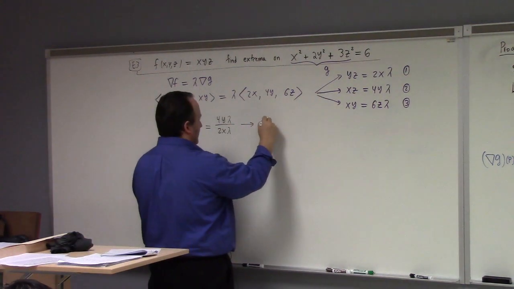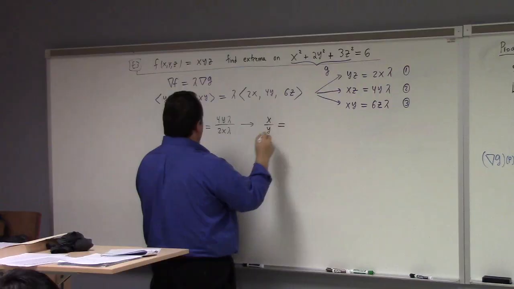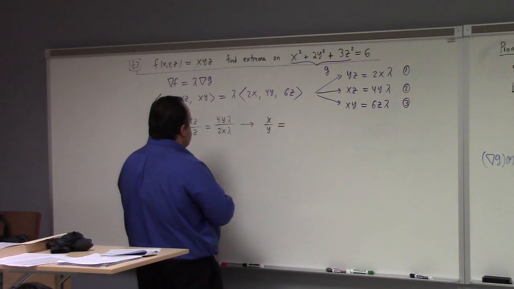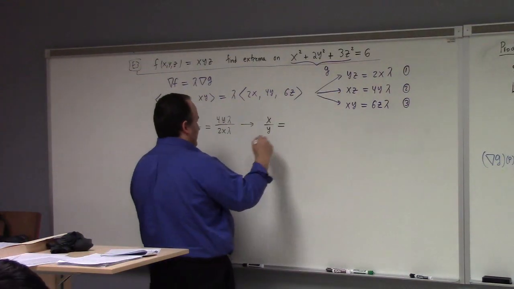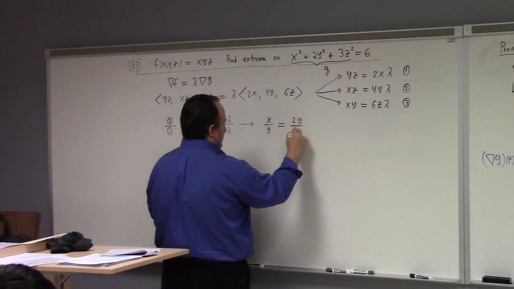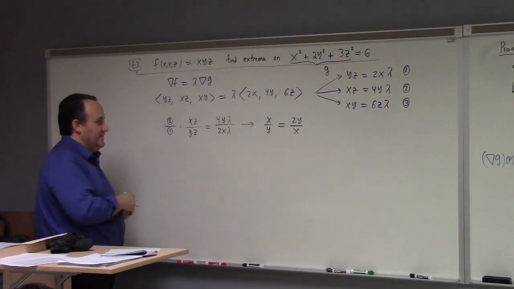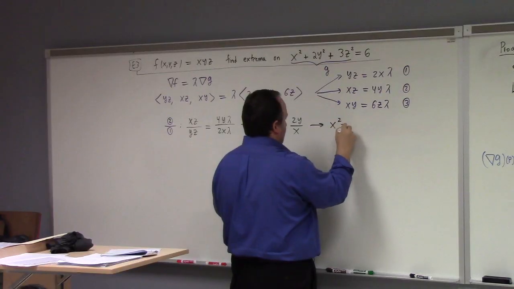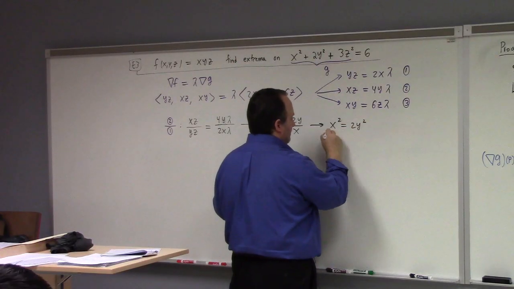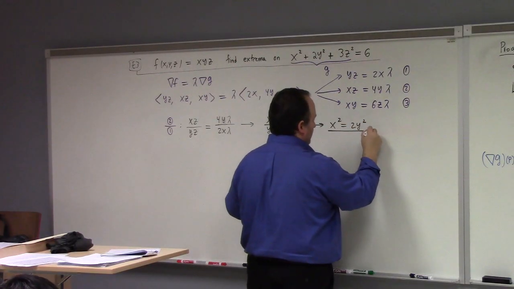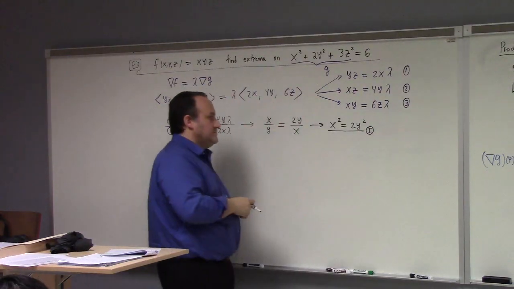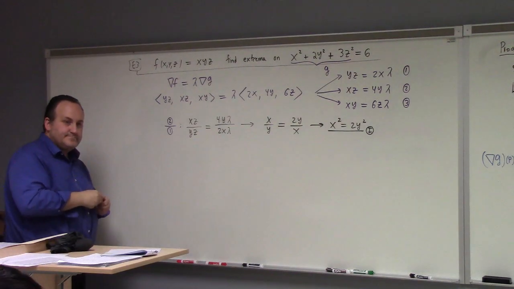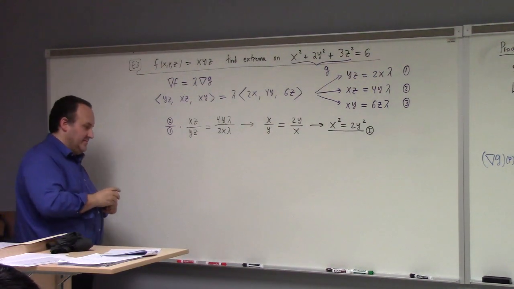All right, so we've got x over y is equal to what? 2y over x? That's nice. But you know what's nicer? x squared is equal to 2y squared. Let's save that for later. I'll call that 1. Well, that's nice.